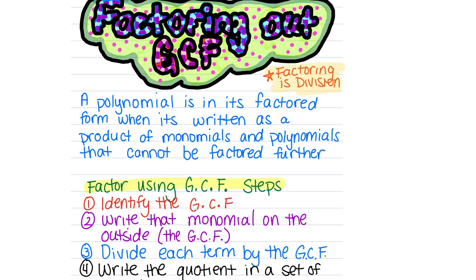Now, there are different ways that you could factor a polynomial. Today's way is called using the GCF. We're going to learn other ways next week that are a little more difficult, because this method doesn't always work. But it says a polynomial is factored when it's written with monomials and polynomials that cannot be factored further.